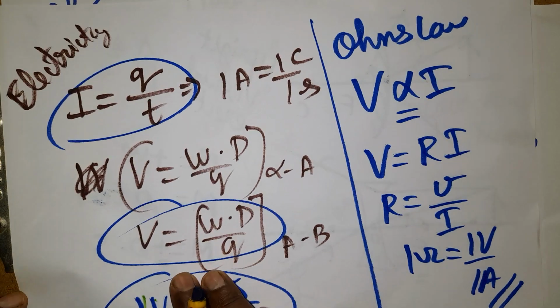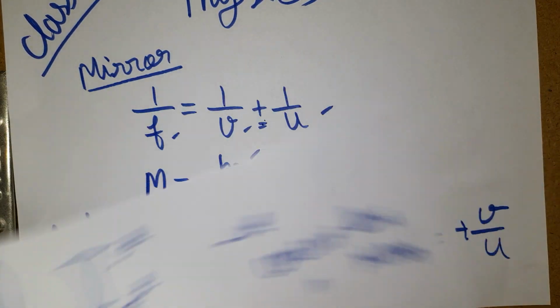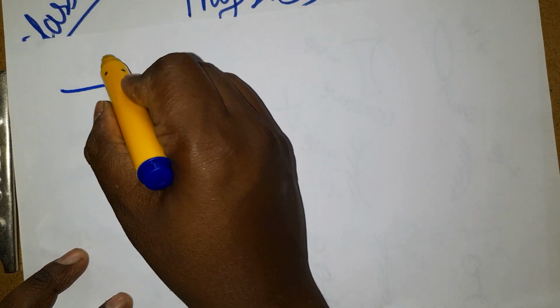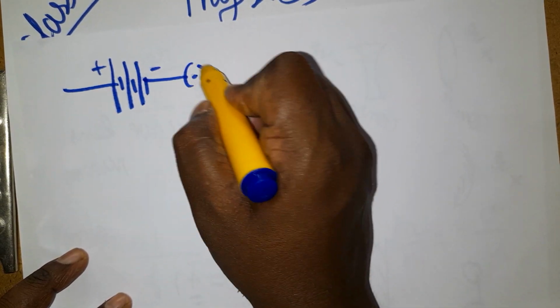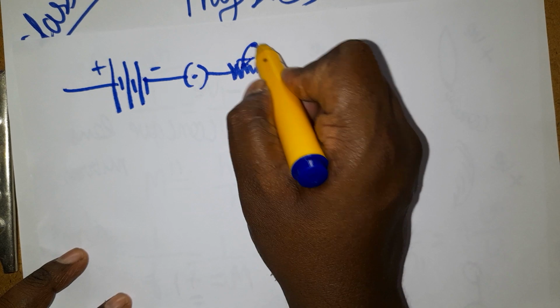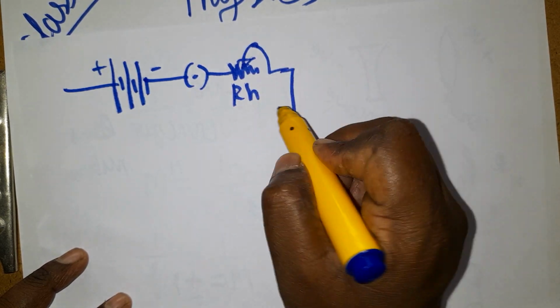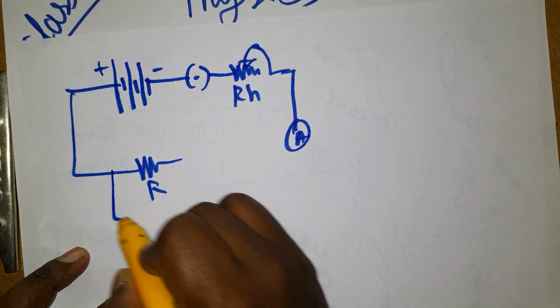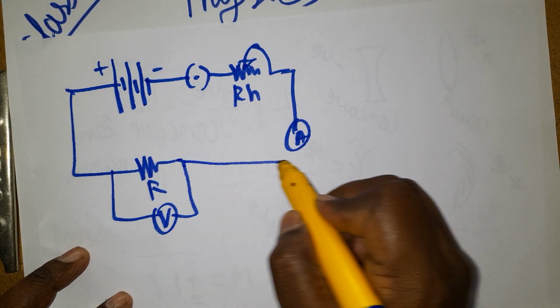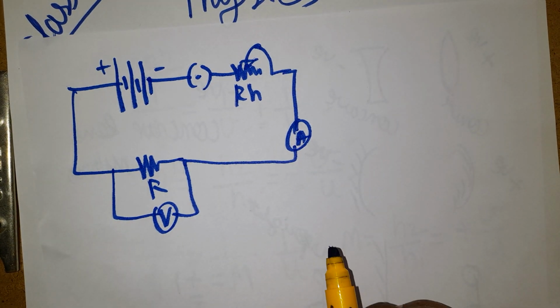In case they asked you to verify the Ohm's law, verification of Ohm's law, you draw a simple circuit, plus minus like this, key with rheostat. Rheostat we can call as a variable resistor and voltage controller, ammeter and resistance and voltmeter. Voltmeter always connected in parallel, ammeter always connected in series.